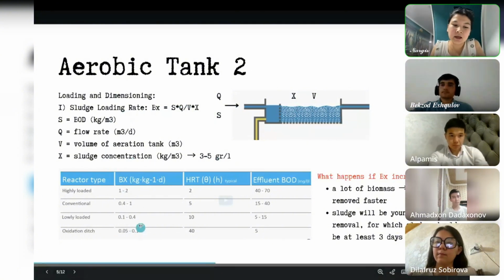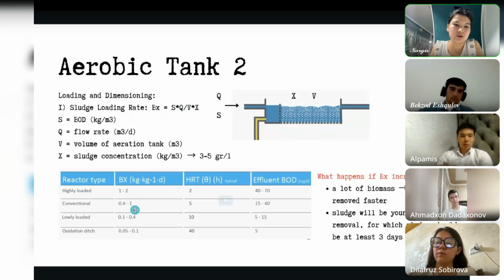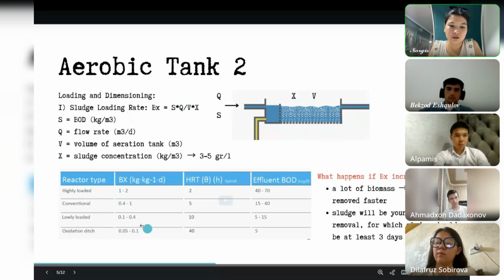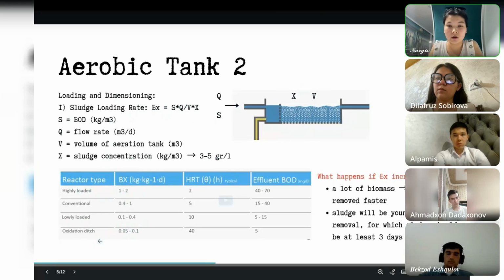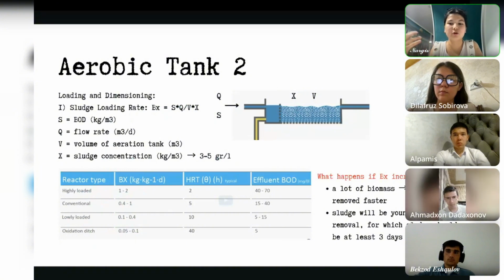And depending on this number, there are different types of reactors. First is highly loaded. If this number is from 1 to 2, then our reactor is highly loaded. From 0.4 to 1, conventional, meaning medium, average. Lowly loaded from 0.1 to 0.4. And oxidation ditch, meaning everything gets oxidized there, is from 0.05 to 0.1. So what we want is usually 0.4. It's like the minimum part of the conventional. 0.4 is the number that describes how much food we give to our bacteria.